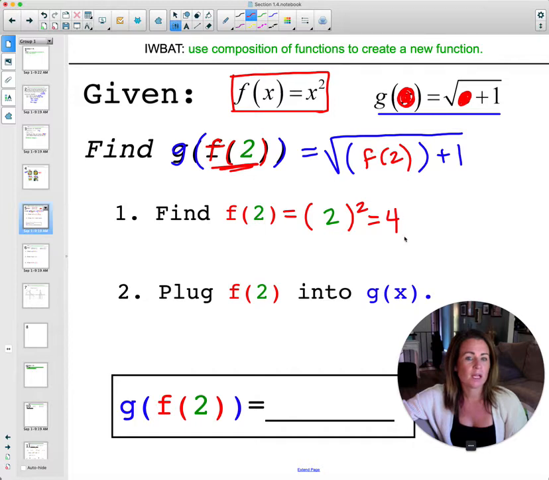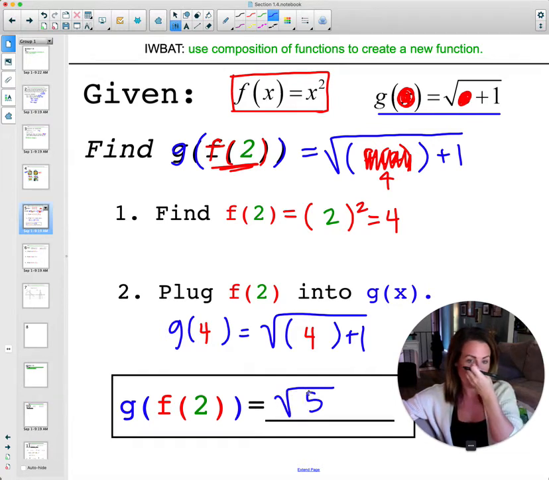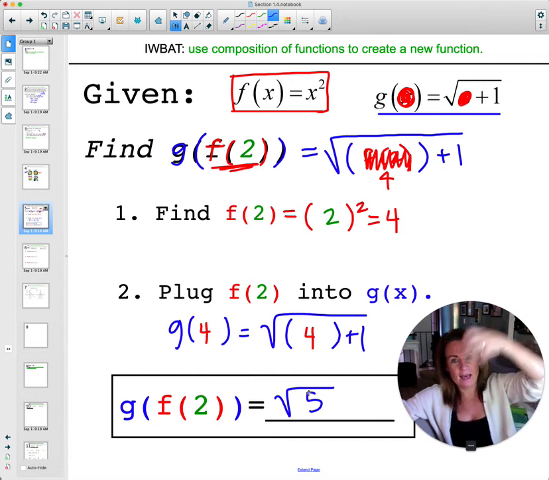And then we just plug that into the g function, right? So right here, f of 2 we now know is 4. When you plug 4 into the g function, because f of 2 is 4, 4 plus 1 is 5. So you have the square root of 5. So you're going to take f of 2 and plug that into g.